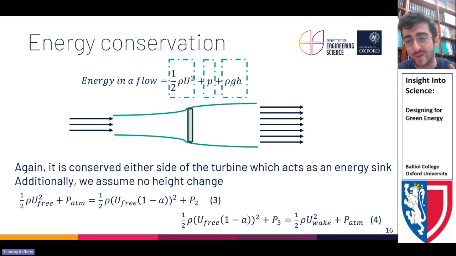And the other thing, I'm going to make our lives really easy. I'm going to say there's no height change. There's no height difference for this fluid overall. So it simplifies just into this: half rho u squared plus p static.